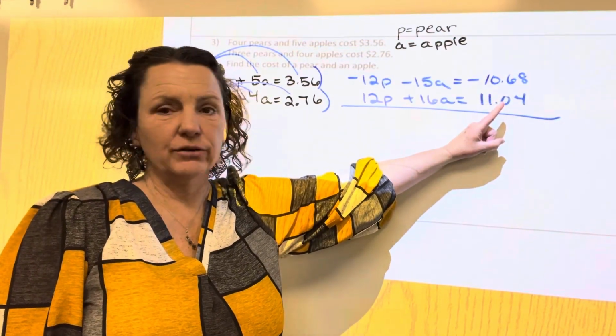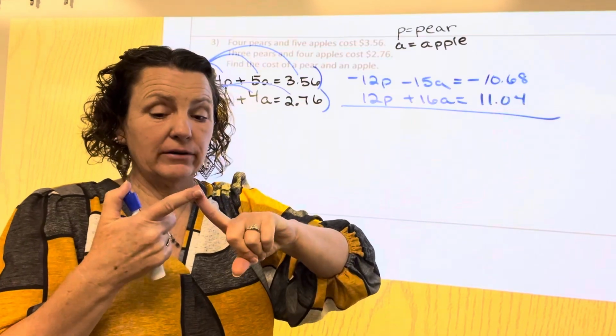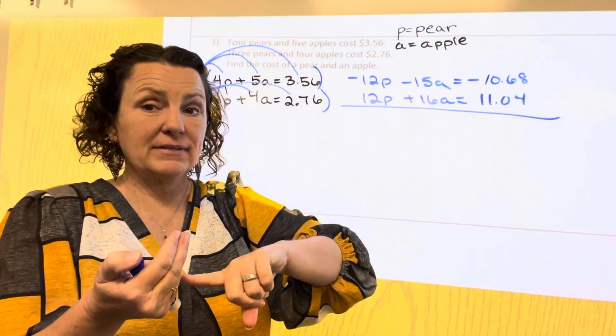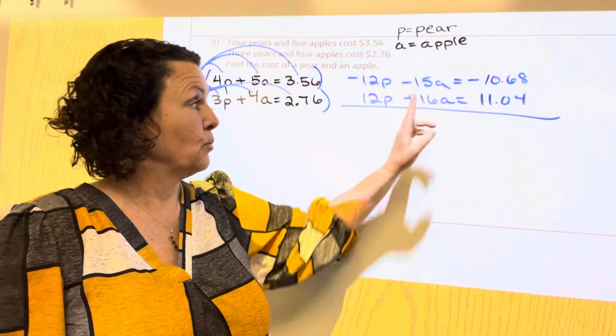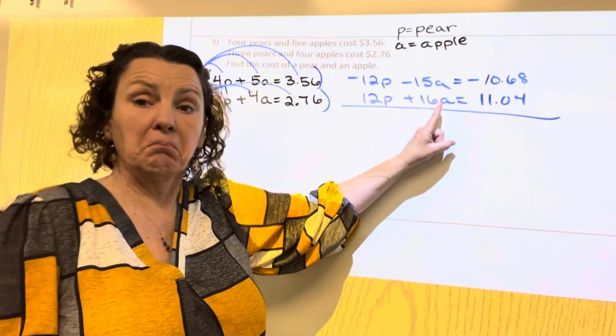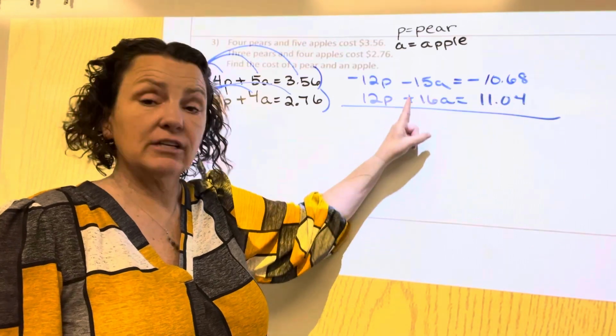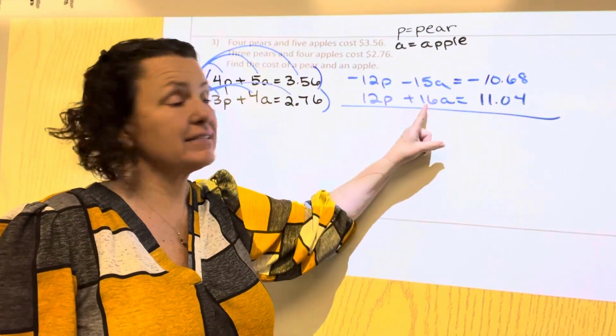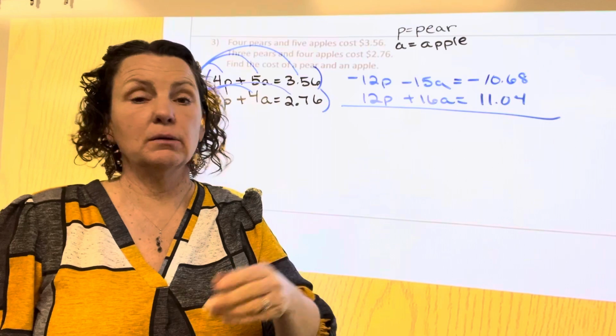No, they don't cancel. Remember, canceling is same letter, same number, but they're opposites. One's a plus and one's a minus. Would these cancel? They do have the same letter. That's good. They are opposites because one's plus and a minus, but they are not the same number. So they wouldn't be cancelable.